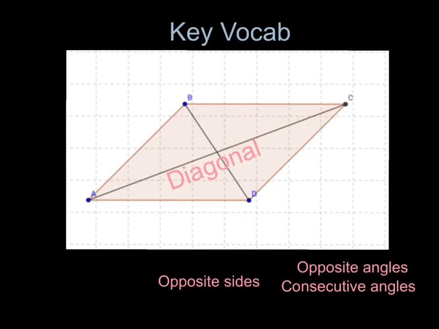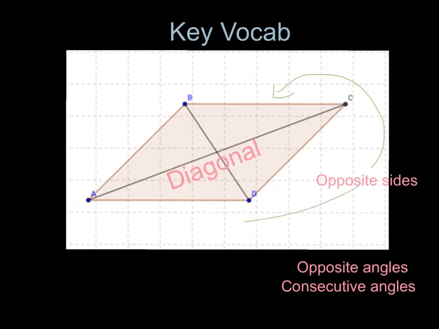We want to know what opposite sides are. So opposite sides are sides that go across from each other. So these two sides are opposite sides. And of course we have another pair of opposite sides here.